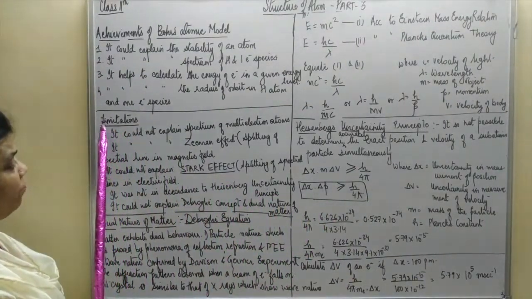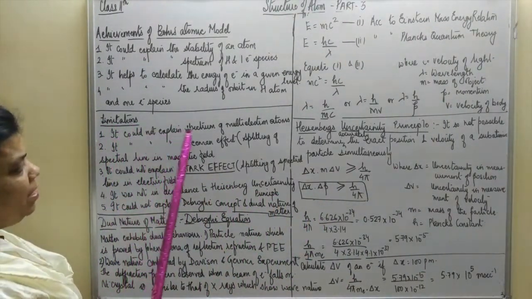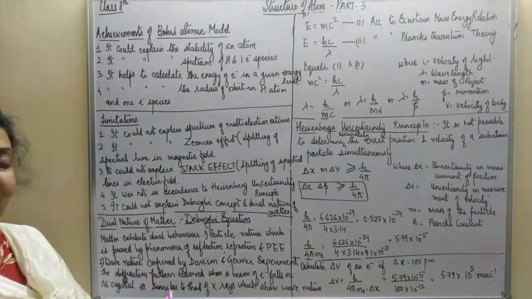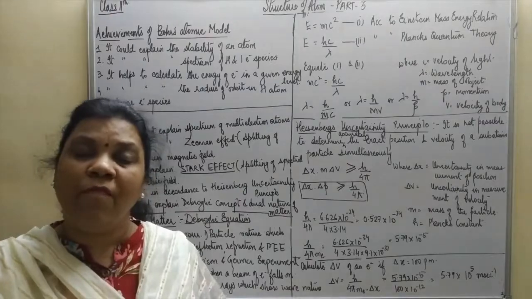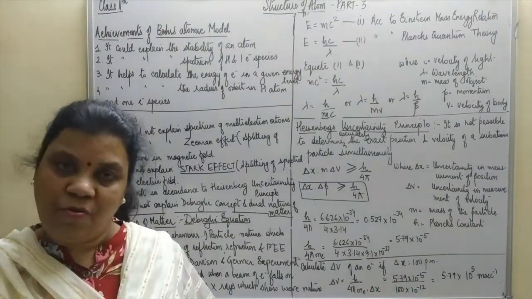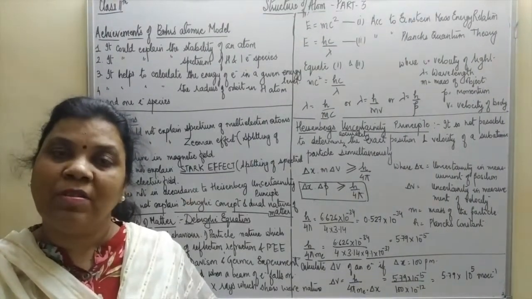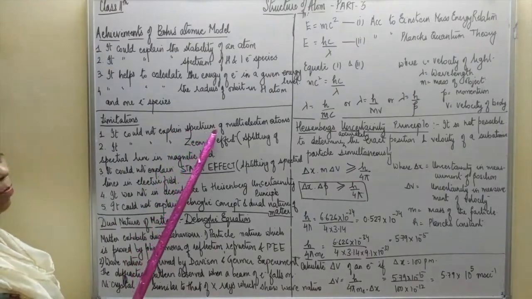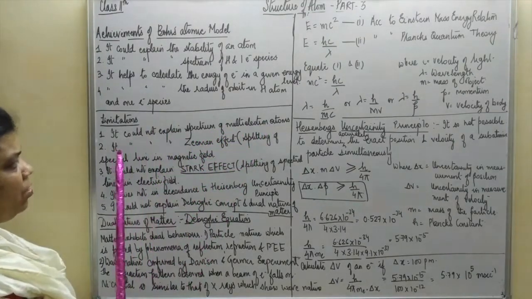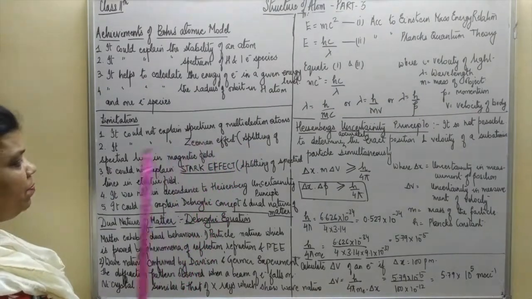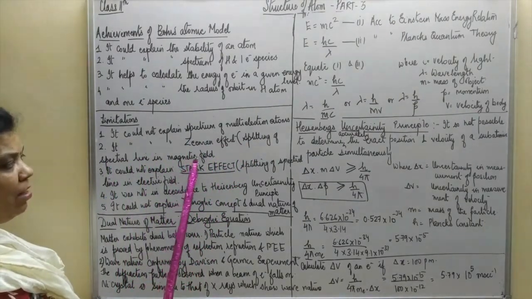Next, if we talk of the limitations, it could not explain the spectrum of multi-electron atoms. It could only explain the spectrum of hydrogen or one-electron species like hydrogen. But for the multi-electron species, it failed to explain the spectrum. It could not explain the Zeeman effect. What is the Zeeman effect? It is a splitting of spectral lines in the magnetic field.